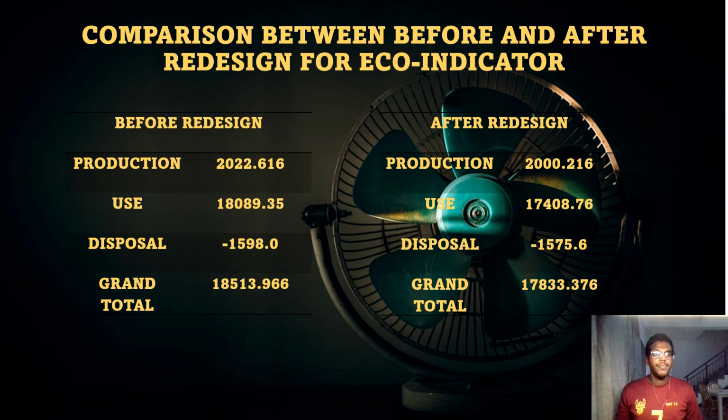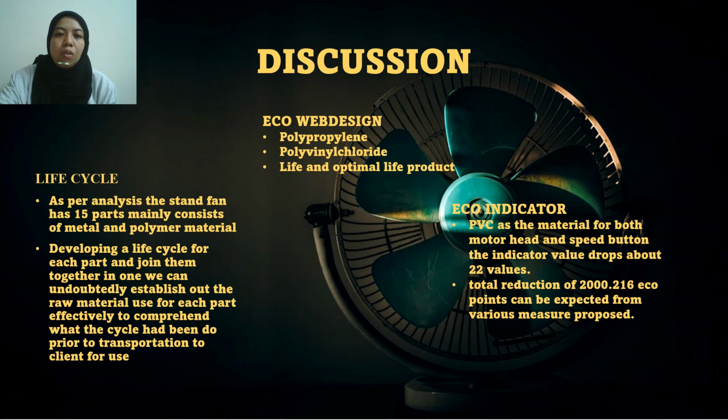Next, about the discussion of our project. The first one is about the life cycle of the product. As per analysis, the stand fan has 15 parts, mainly consisting of metal and polymer material. Next, by developing a life cycle for each part and joining them together in one, we can establish the raw material used for each part to comprehend what the cycle had to be prior to transportation to the client for use.